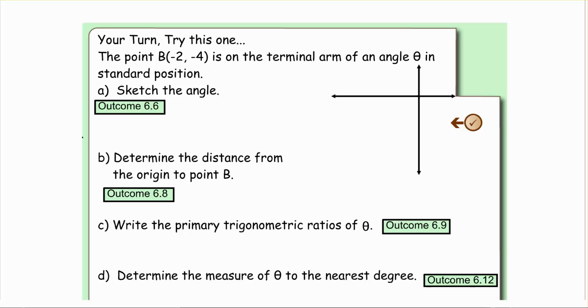Okay, I'm going to get you guys to go ahead and do this one on your own. So it says the point B (-2, -4) is on the terminal arm of an angle theta in standard position. Sketch the angle. Determine the distance from the origin to B. So the same as the last one, right? So go ahead and give that a try, and then I'll pop up the answer at you in a minute.